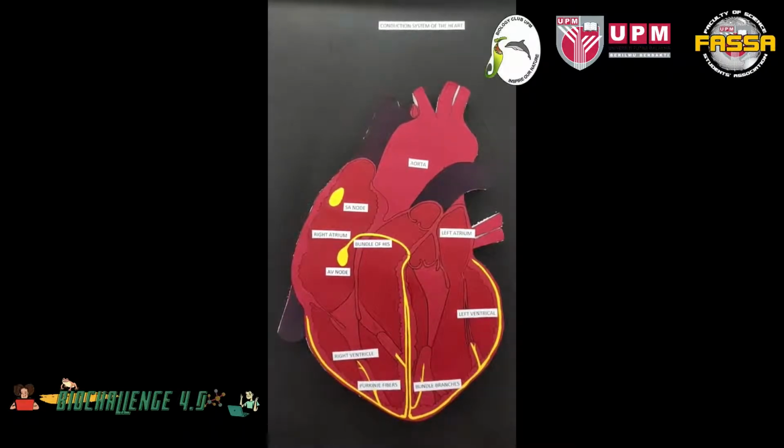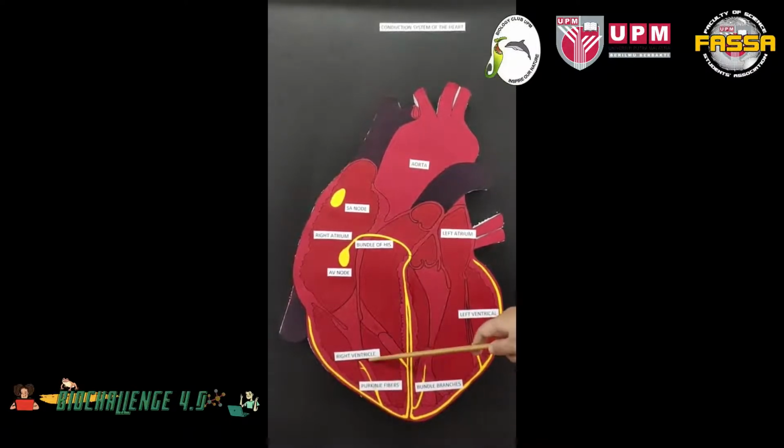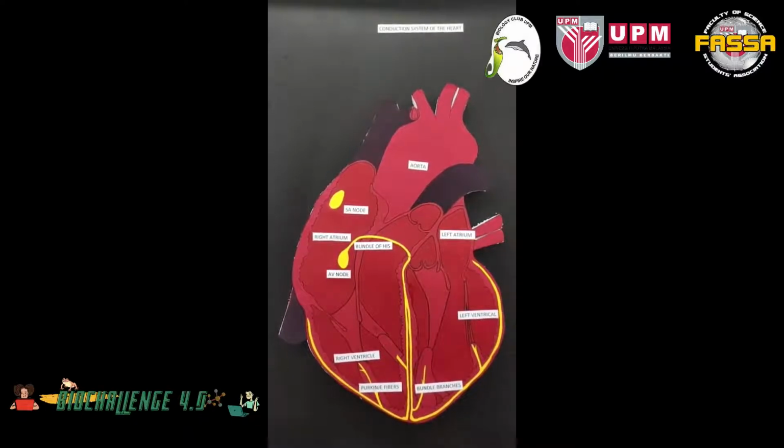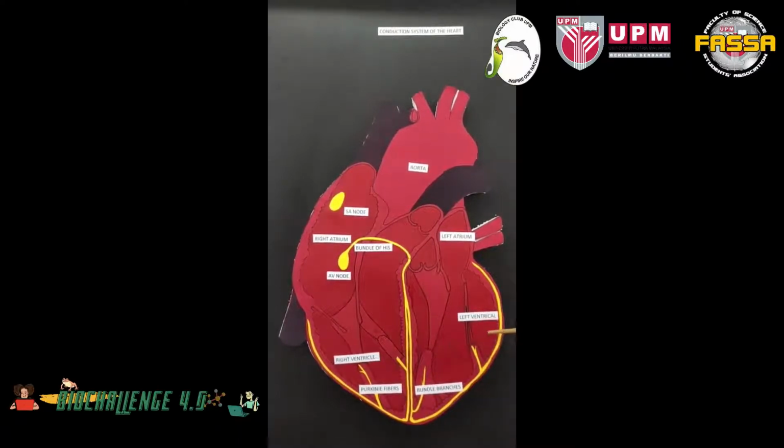The electrical stimulus travels down through the conduction pathways and causes the heart's ventricles to contract and pump out the blood. The two upper chambers of the heart, which is the atria, are stimulated first and contract for a short period of time before the two lower chambers of the heart, which is the ventricles.